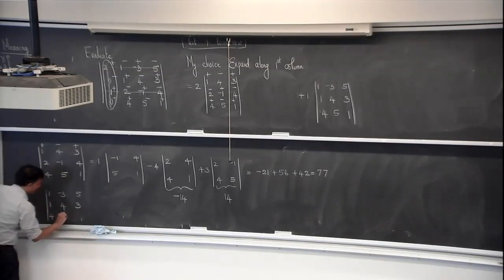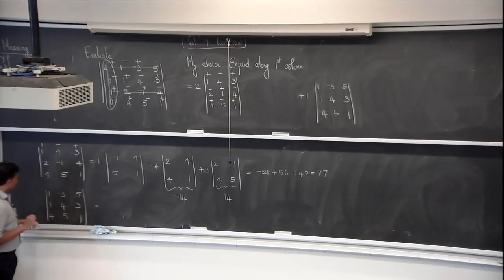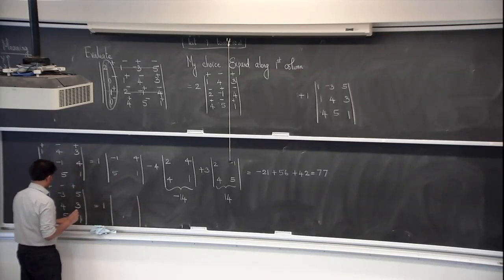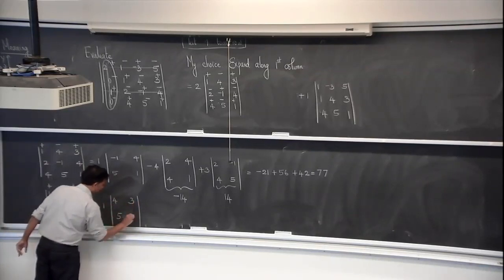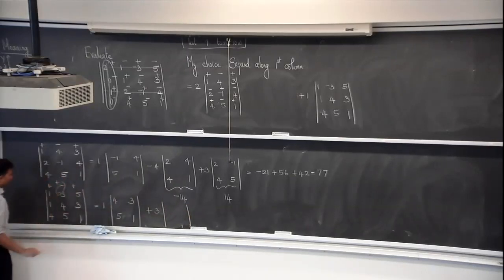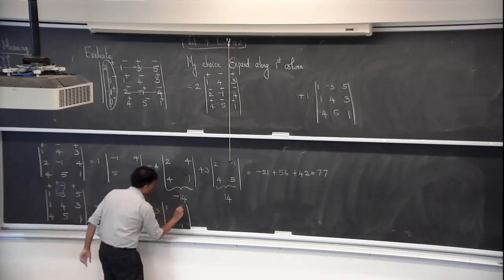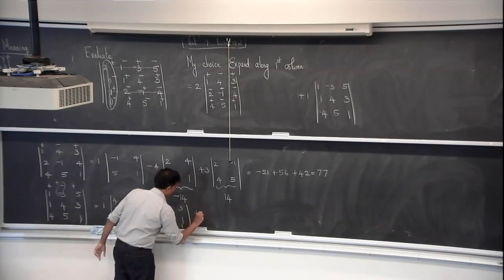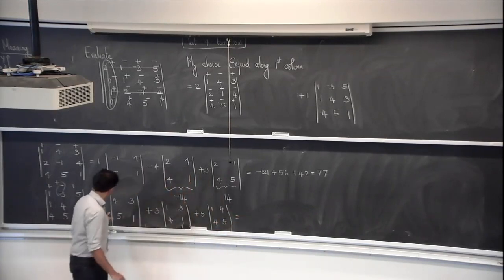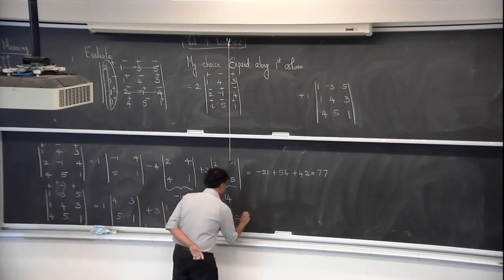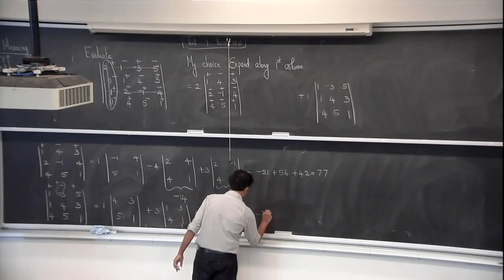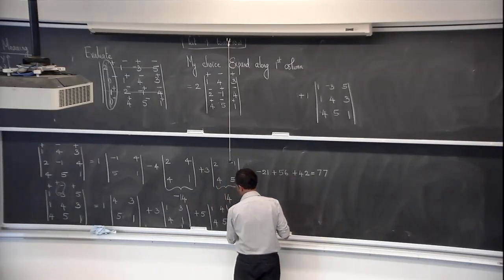Again, first row. Minus 3. One, 3, 4, 1. It's 4 minus 15, which is -11. -11 times 3, which is -33. All these are -11.